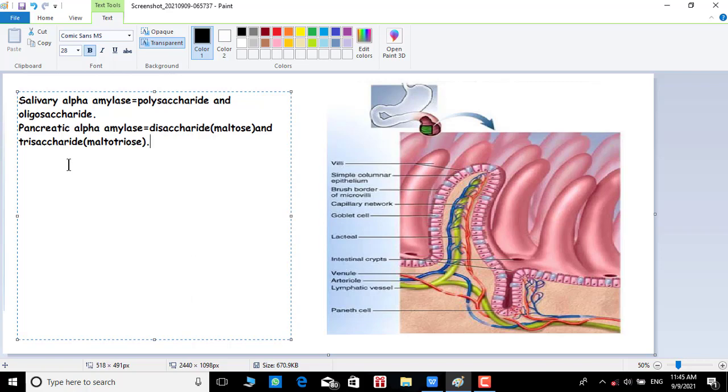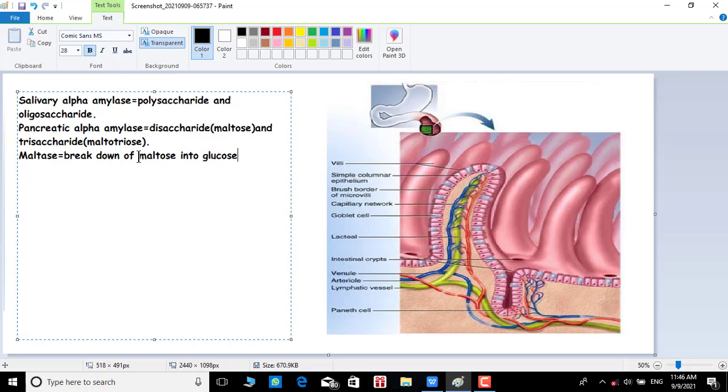Then the next one is maltase. Its name is so simple. What is its function? This enzyme breaks down maltose into its glucose constituent. So their basic function is the breakdown of maltose into simple glucose constituent, into glucose.